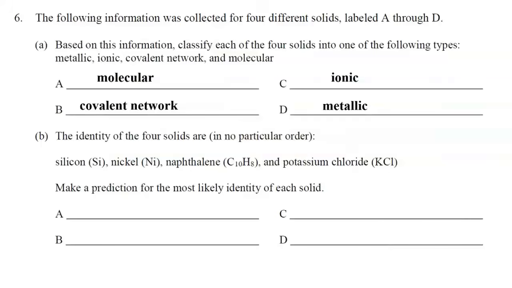Part B of this question is that now that we've identified the type of solid, we are given that they are, in no particular order, silicon, Si, nickel, Ni, naphthalene, C10H8, and potassium chloride, KCl. So make a prediction for the most likely identity of each solid.